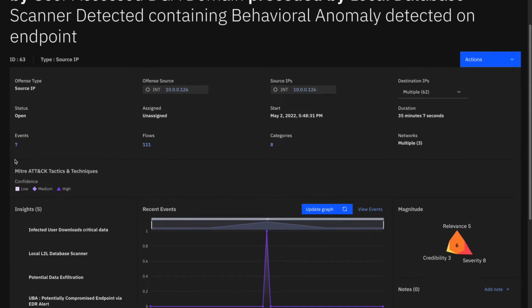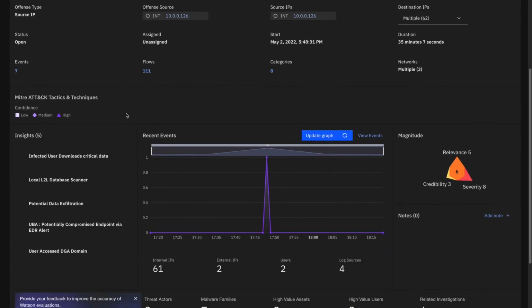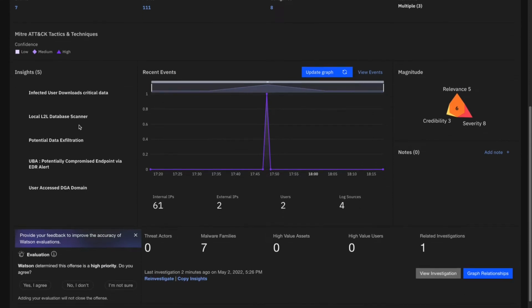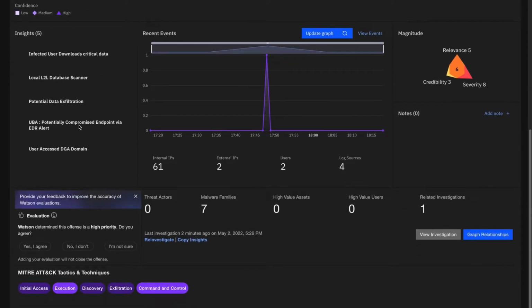So prior we saw one event here and 0 flows. Now we have 7 events and 111 flows, which is incredible. Again, we have our source IP here, and it's communicating with several destination IPs, as we can see. So we now have 5 insights, which are really critical, and this is the QRadar logic and the rules coming together. We're starting to get a more end-to-end picture of what's going on here.